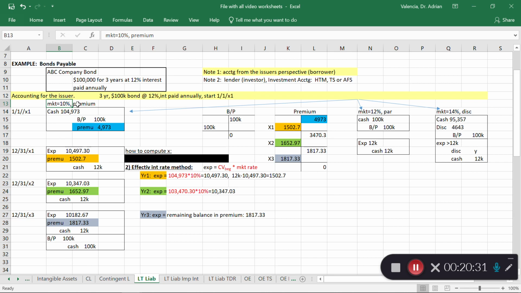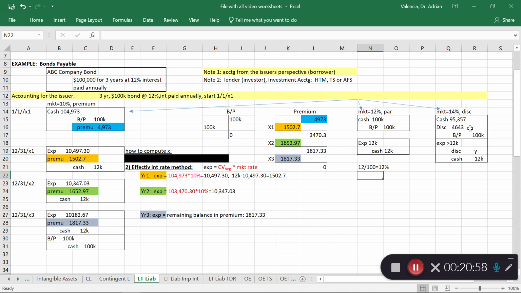So in other words, let me do it a different way. If somebody gives me $100,000 and at the end of the period they give me interest of $12,000, that's clearly 12%. 12,000 divided by 100,000 is 12%. And that's the return on investment. That's the effective rate that they're going to get, because that's what the market is.